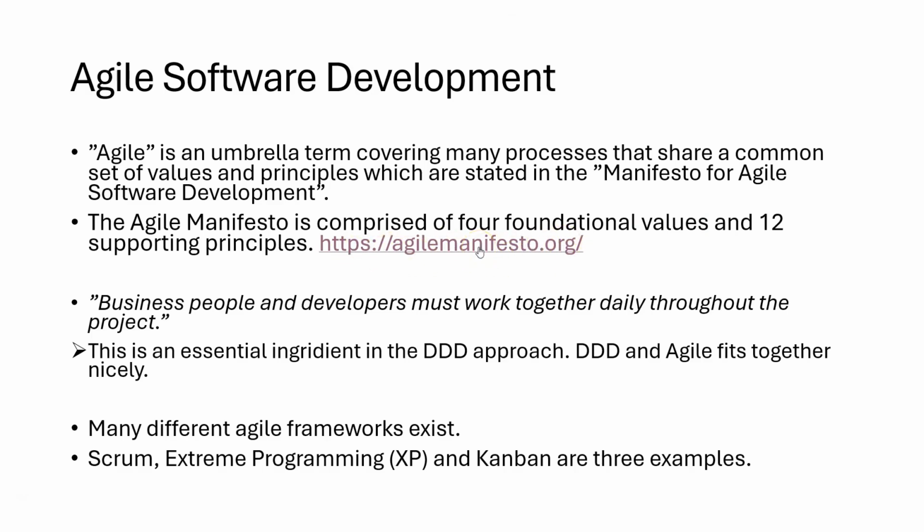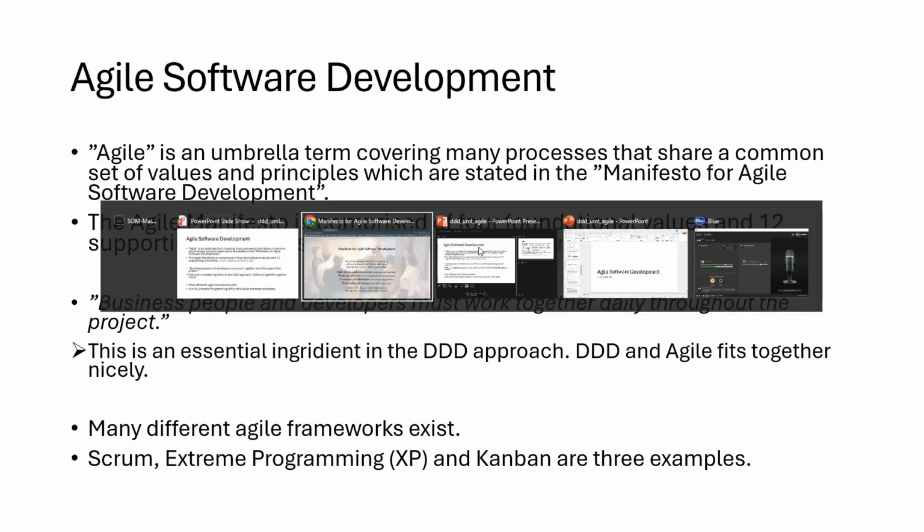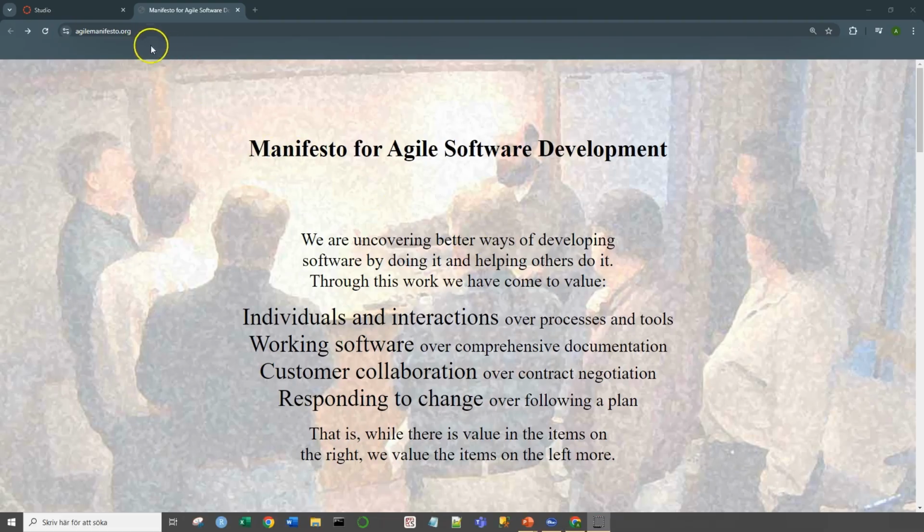So I will go to the internet. And here on this link, we see that we have the Agile Manifesto. And the 4 foundational values we can read here. And the values say that individuals and interactions over processes and tools, working software over comprehensive documentation, customer collaboration over contract negotiation, responding to change over following a plan.